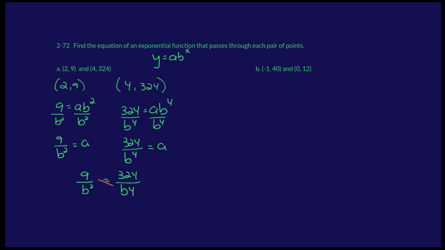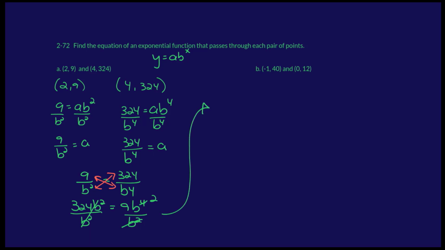I am now going to use cross multiplication. So that means I'm going to have 324 b squared equals 9b to the fourth. Okay, so what I know I can do is divide by b squared because I'm going to be able to cancel it out on the left and reduce on the right. So I'm canceling that out. And then this goes away and this becomes 2.